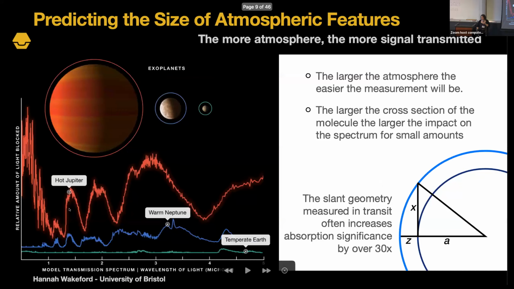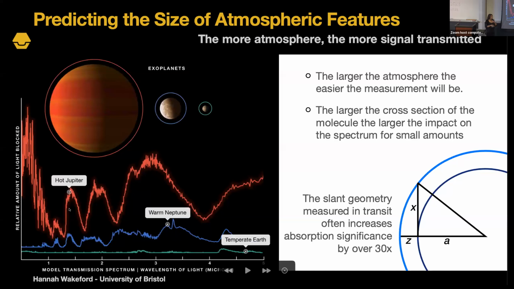And essentially in transmission spectroscopy, what we're measuring is the area being blocked out. So the larger our atmosphere is, the more of it there is to absorb that light, the more light it blocks out, the easier it is to measure. The larger the cross sections of the molecules, so the bigger the molecules in the atmosphere, the more light they block out, the easier it is for us to measure it.